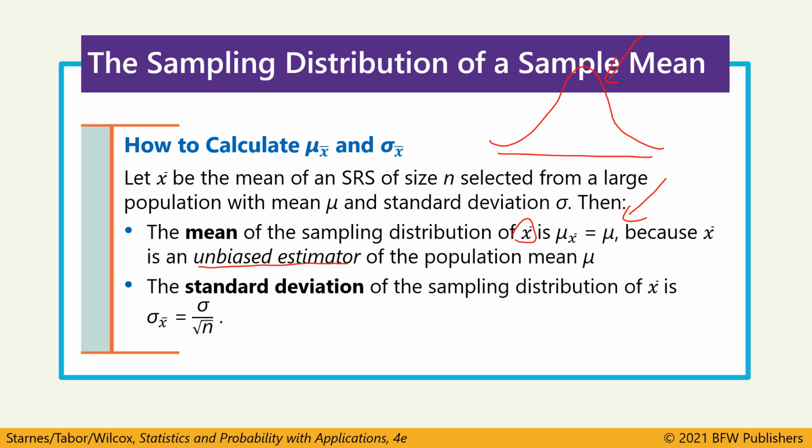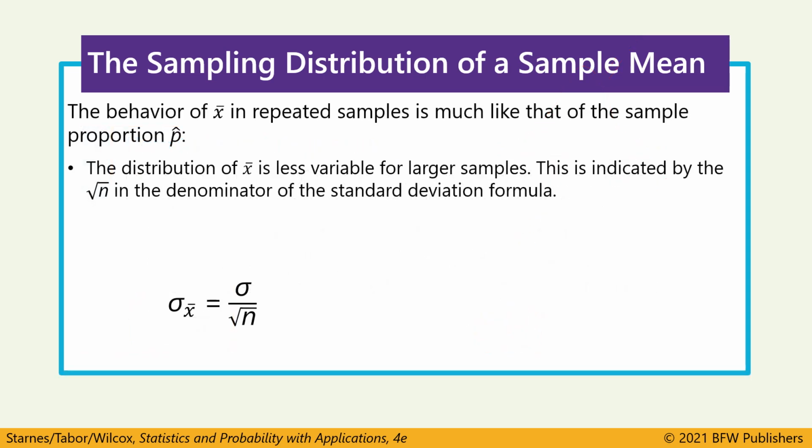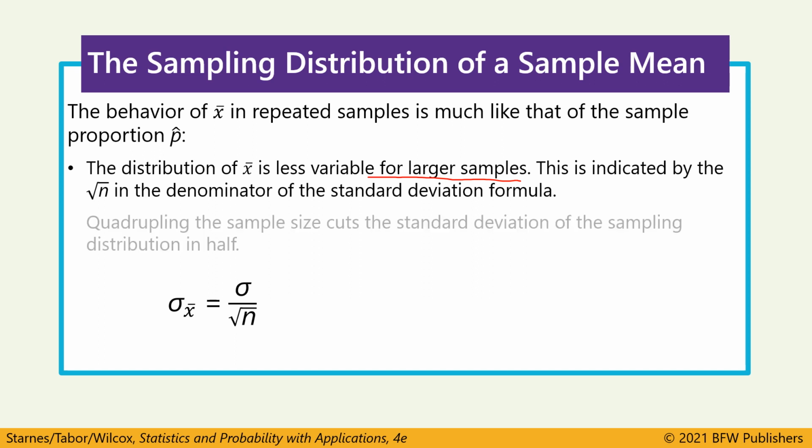As for the standard deviation, there's a new equation. We don't have a p and a q anymore, so we can't use the equation that we did in the last section. Instead, we're going to use this one, sigma over radical n. This standard deviation behaves exactly as it did for proportions, including the way there's less variation for larger samples, meaning that as n increases, the standard deviation is going to get smaller, and it's going to get smaller in the same way that it did with proportions.